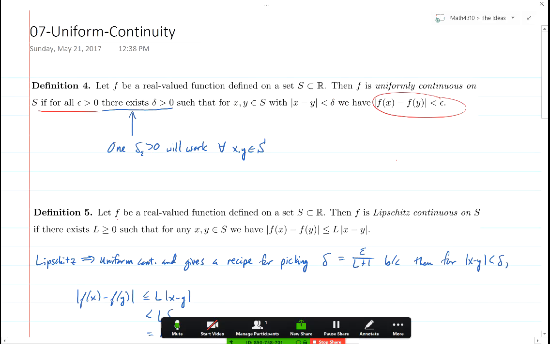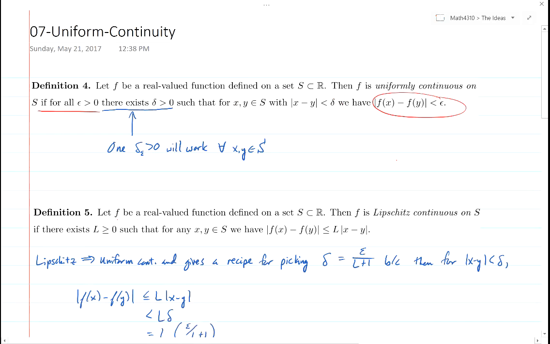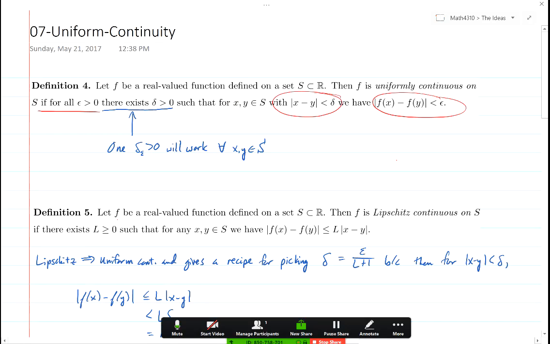So this means that the delta only depends on epsilon, whereas in the original epsilon delta definition, the delta could depend on both epsilon and the point x that you were saying f was continuous at. Here we're saying for the whole set S, there is one delta that works for every single point x, y, so that if an x and y are chosen from where f is defined and their distance is less than this delta, then the distance between the output values will be less than epsilon. All right, that's what uniform continuity means.